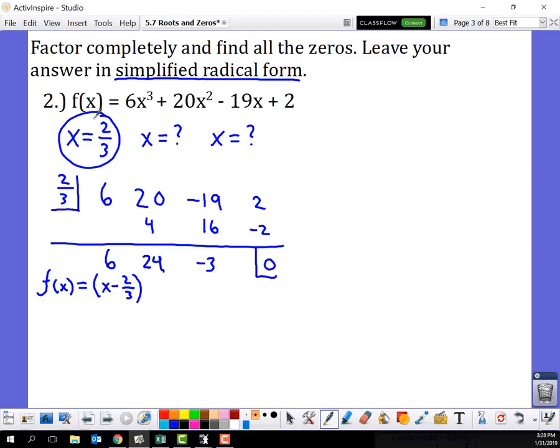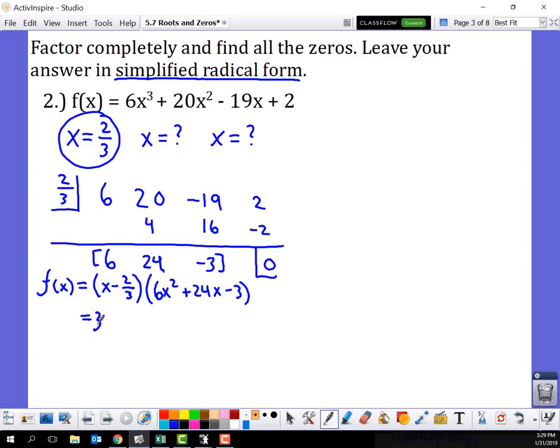Okay, so then the quotient that I have left over after I took x minus 2/3 out is 6x squared plus 24x minus 3. I got those from the coefficients after synthetic division. Now the next thing that I'm going to want to try is to factor this trinomial. Okay, so the GCF in that trinomial is 3.